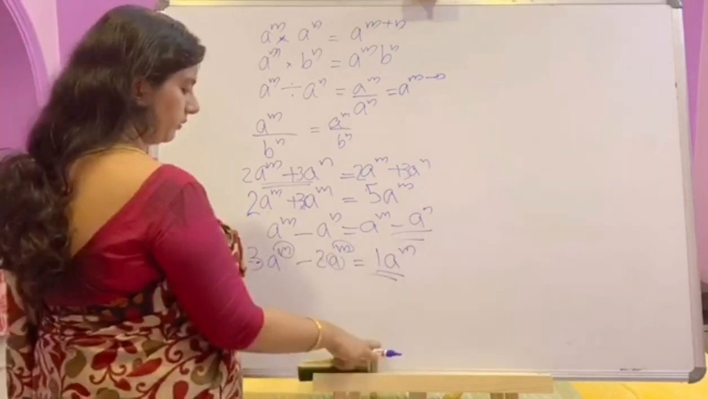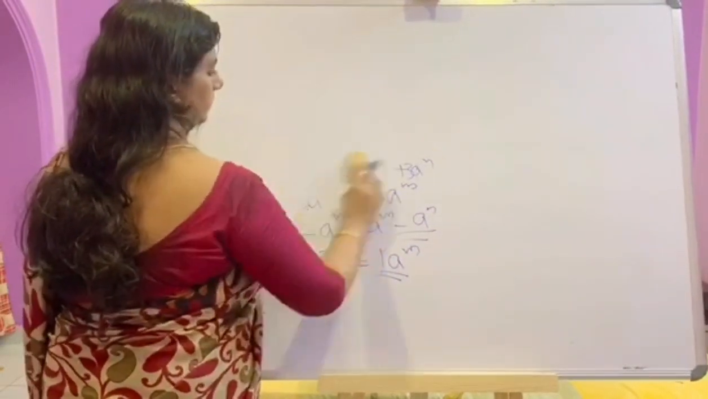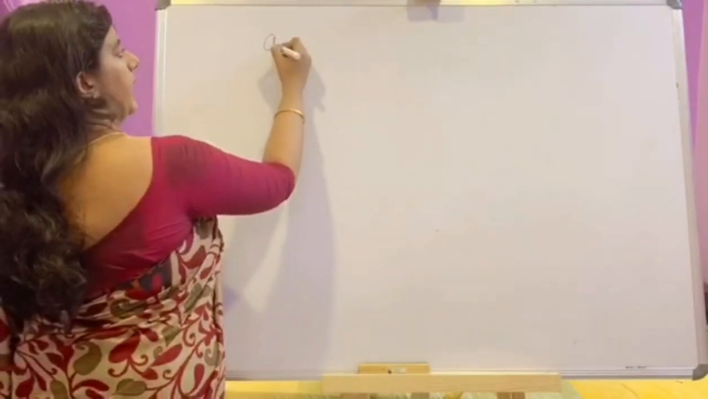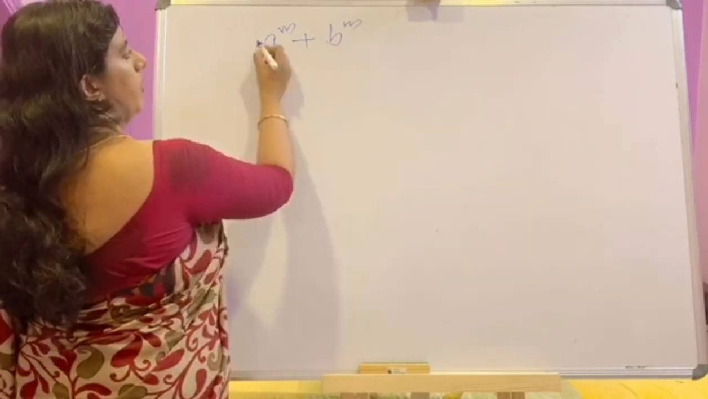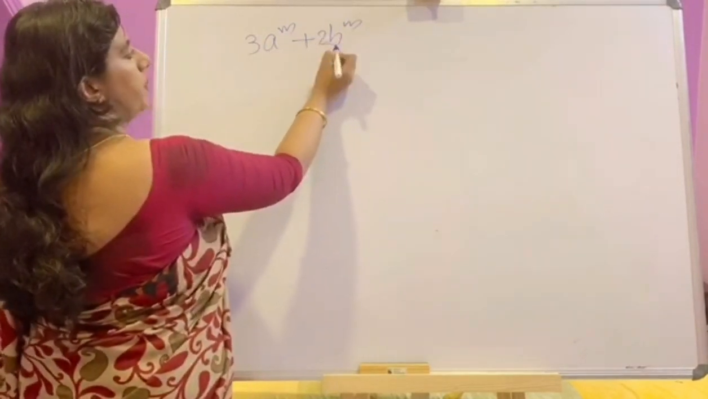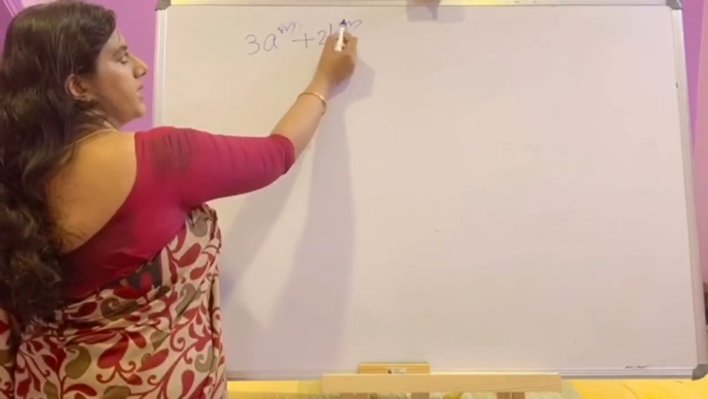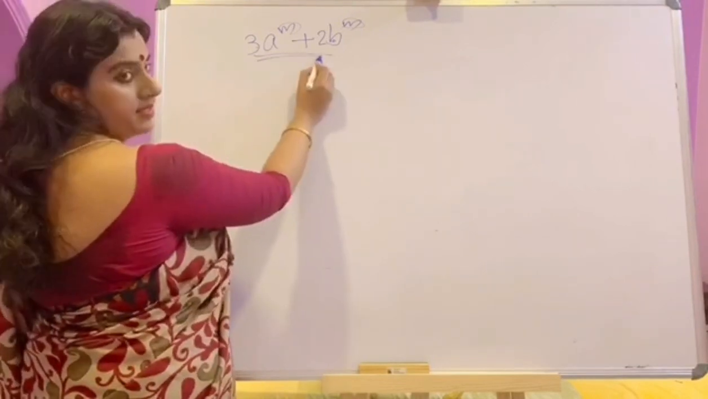Now, if it is a raised to m plus b raised to m or 3a raised to m plus 2b raised to m, you can't add this. The powers are the same here, but these variables are different here. So this is the answer.